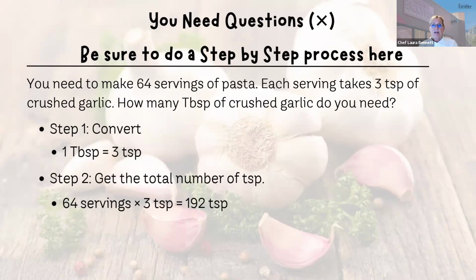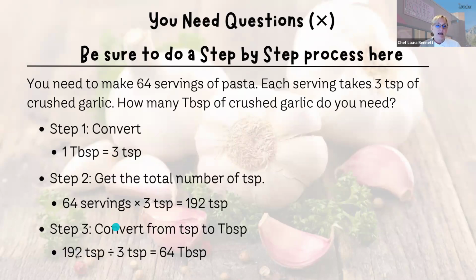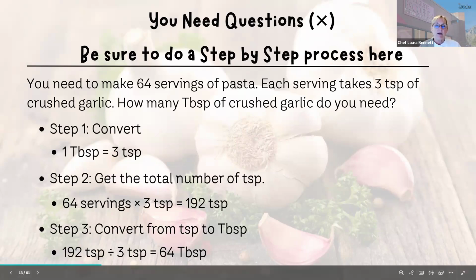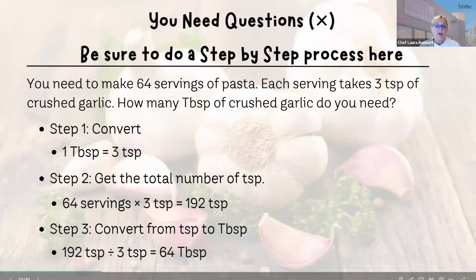Now we need to change that 192 teaspoons into tablespoons. And to do that, I'm going to take that 192 teaspoons, divide it by the 3 teaspoons, and it's going to give me a total of 64 tablespoons.